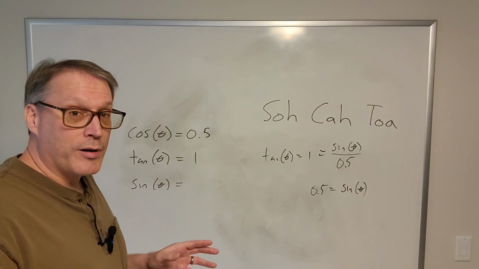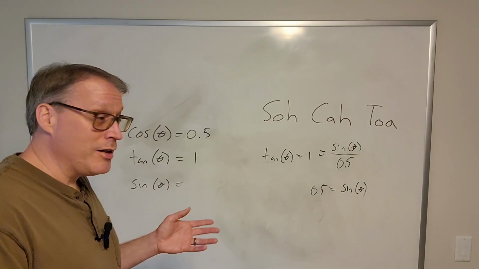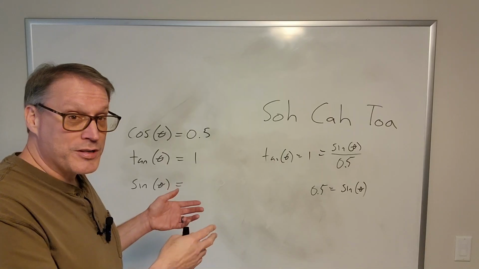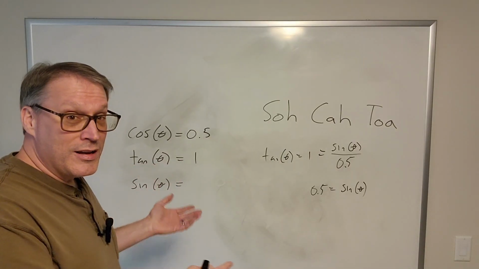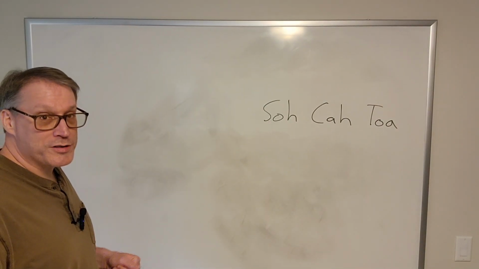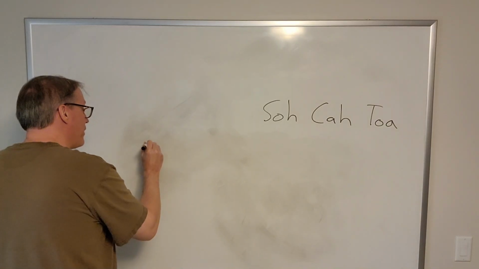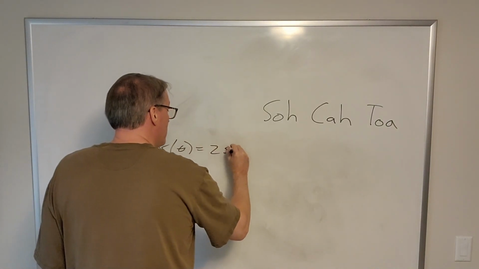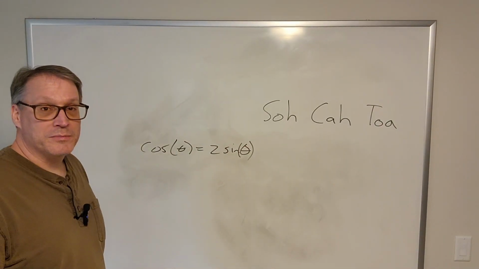This is definitely one type of problem they could give you that's an offshoot of SohCahToa, where you have to know that tangent is sine over cosine. So know how to do it, and there you go. Let's do one more to drill this into our brains. Let's say cosine of theta is equal to 2 sine of theta. What is tangent of theta?